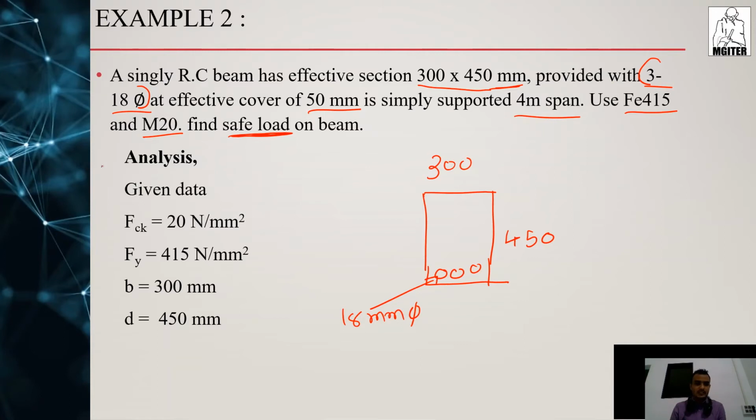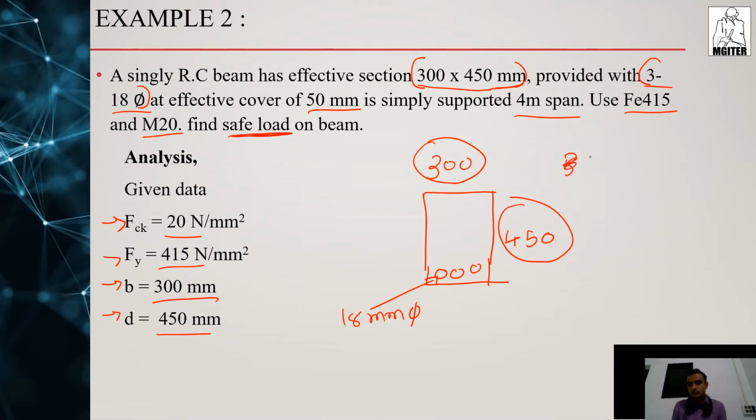So these are the given data. Look here: fck, fy, b and d. All the values are given in the example. fck is 20 Newton per mm square, fy is 415 Newton per mm square, width is 300 mm and depth is 450 mm. Remember, whenever we write 300 by 450, 300 is the width and 450 is the depth. If I write 230 by 300, then 230 is the width and 300 is the depth. Remember these things.